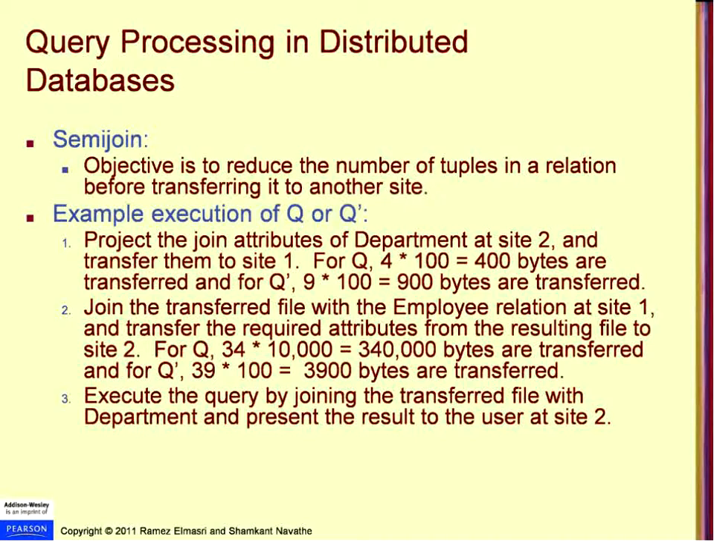And now you have performed the join at site 1, and you execute the query by joining the transferred file with the department and present the result to the user at site 2. So this is an example execution using semi-joins when you are producing the result at site 2. Okay, is this example clear?